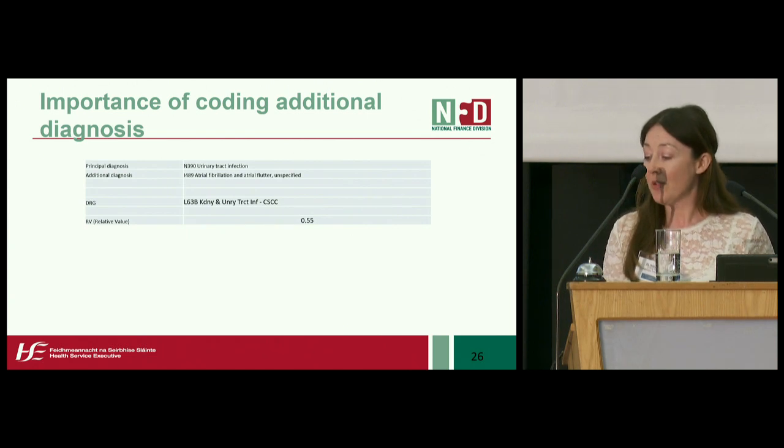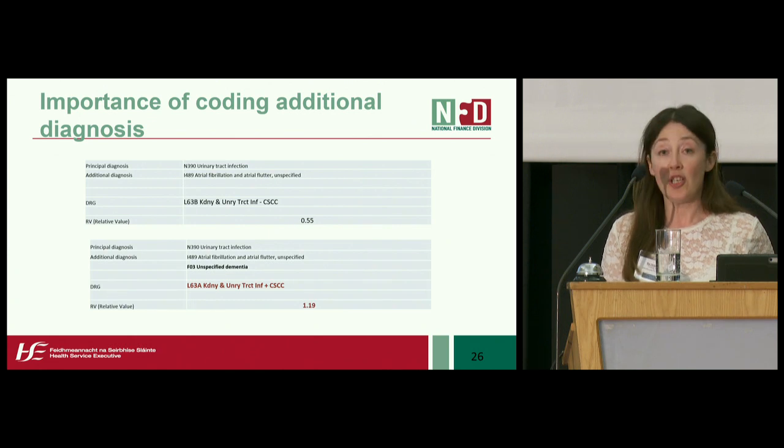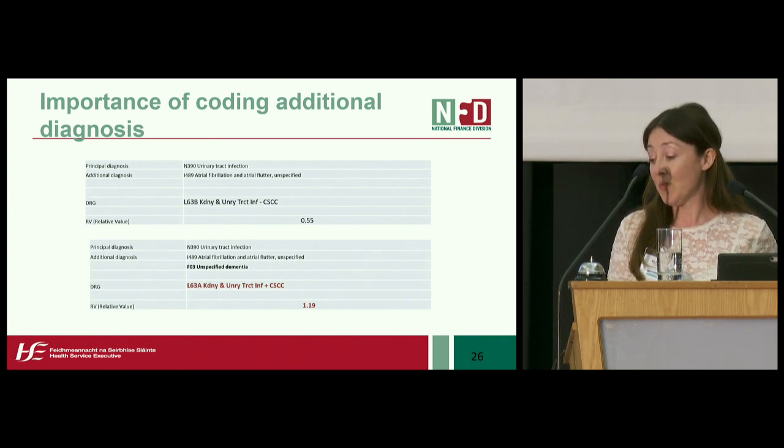Another case of a patient who came in with urinary tract infection and had atrial fibrillation. It was documented in the clinical notes that the patient also had dementia. Now, this doesn't always meet the criteria for additional diagnosis. However, in the nursing notes, it was documented that this patient had a special, and this would meet the criteria for additional diagnosis. So the DRG complexity level changed from a B to an A, and the value went from 0.55 to 1.19, which is double the value.